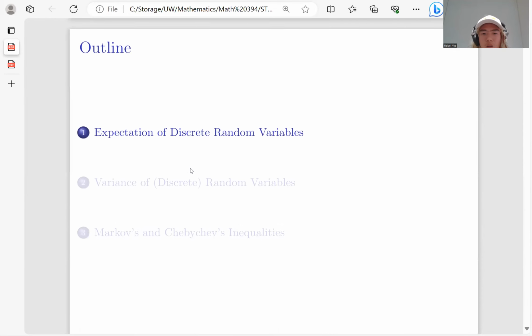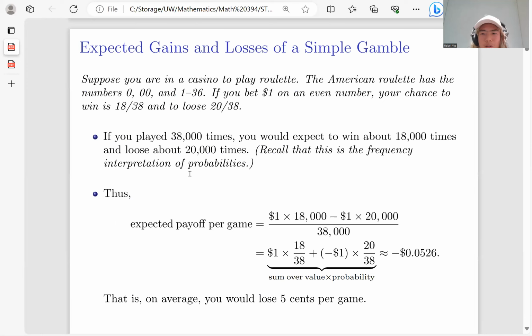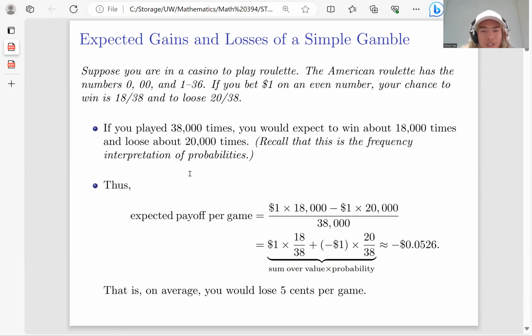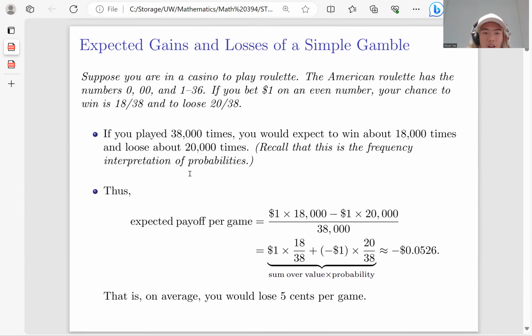And for expected value, I think many of you already know that from a very young age. It's the expected thing to see in the long term, more like an average value, and that is what we are going to explore today. So the first example we see is a roulette game. The American roulette has the numbers 0, 00, and 1 to 36.